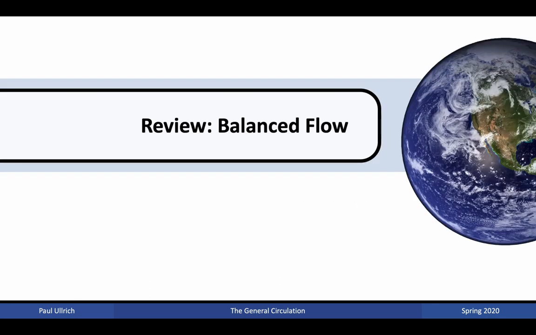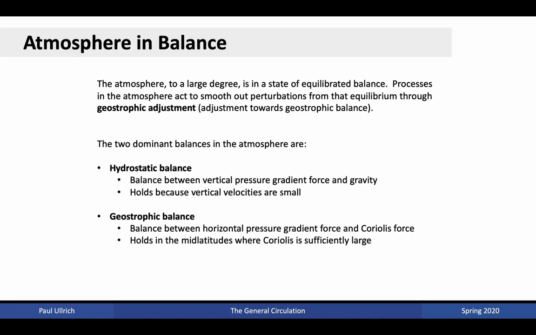All right, before we proceed onto the general circulation, we're going to review balanced flow. The atmosphere, to a large degree, is in a state of equilibrated balance. There are two standard dominant balances that exist within the atmosphere, one in the horizontal direction, known as geostrophic balance, and one in the vertical direction, known as hydrostatic balance.